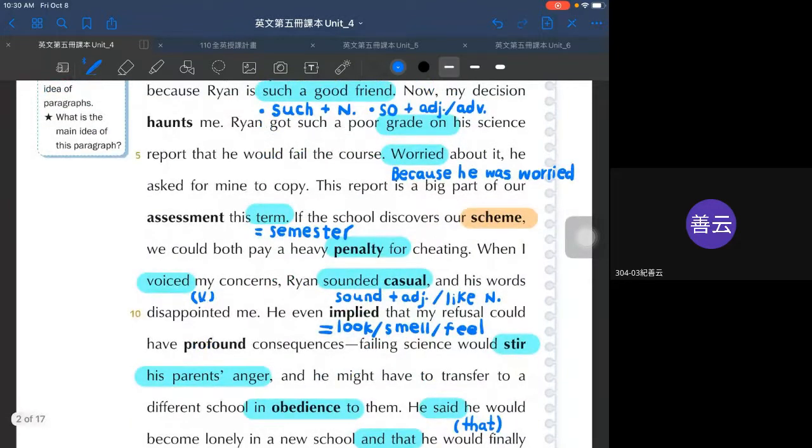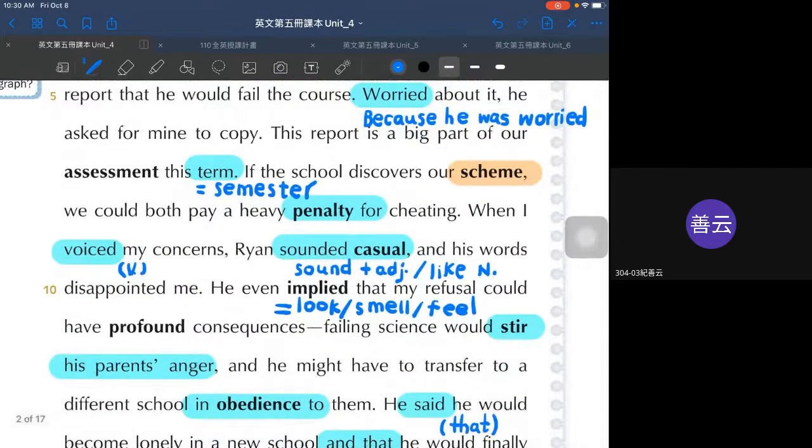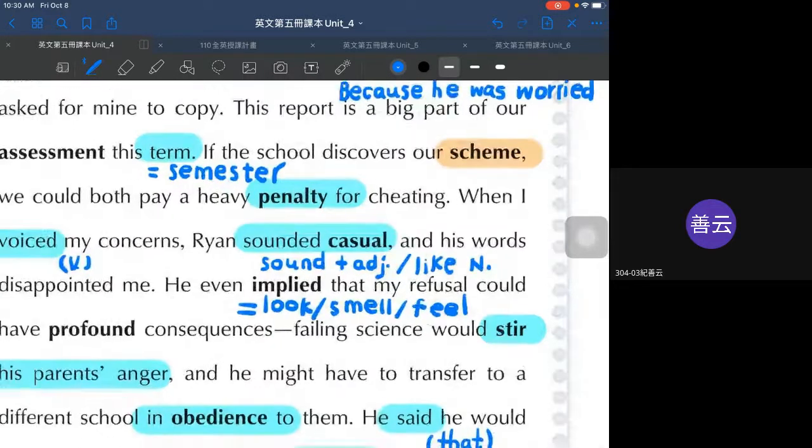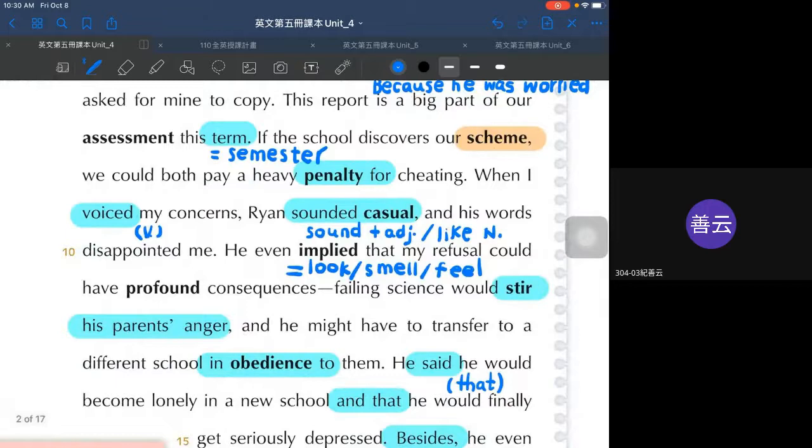So here you can underline the phrase stir one's anger. So when you stir one's anger, which means what? You make someone very angry. Okay, stir one's anger, which means you try to make someone very angry. And he might have to transfer to a different school in obedience to them. So here, please underline the phrase in obedience to. Okay, in obedience to. So when you want to say you obey someone's order, you can also use a phrase like in obedience to.